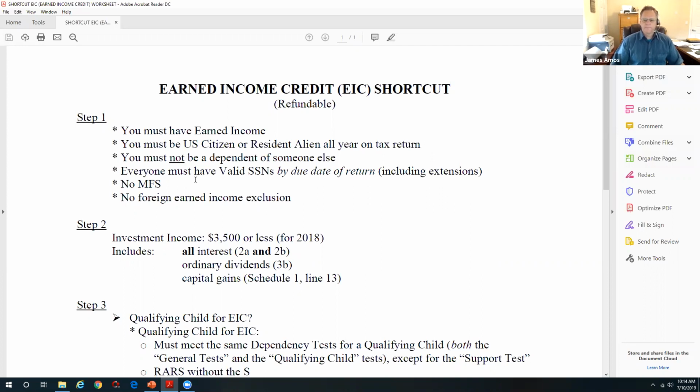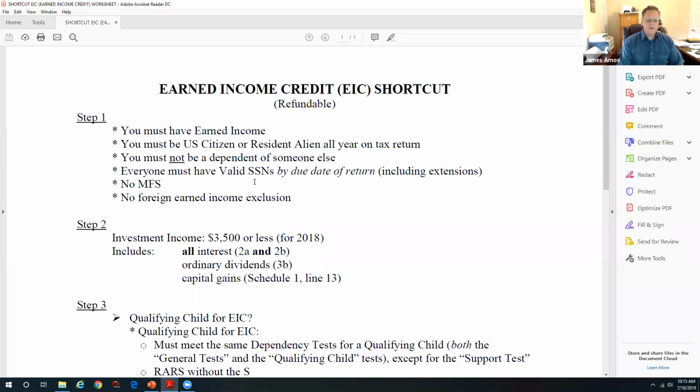Yeah. Wait, let me just repeat that. If everyone on the return except you has Social Security numbers and you have an ITIN number, are you going to be able to claim this credit? No. Why is that? Everyone must have valid Social Security numbers. Right. Specifically, in that example, you have an ITIN. You don't have a Social Security number. Everyone has to have Social Security numbers.